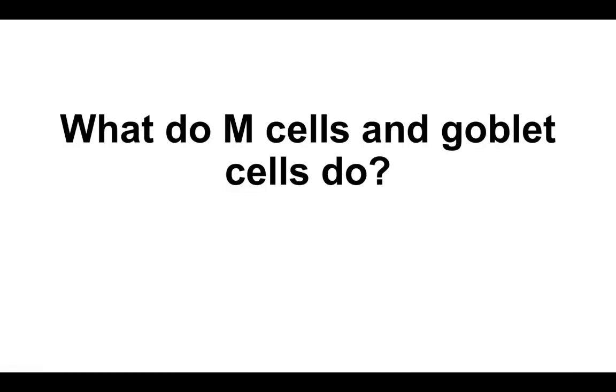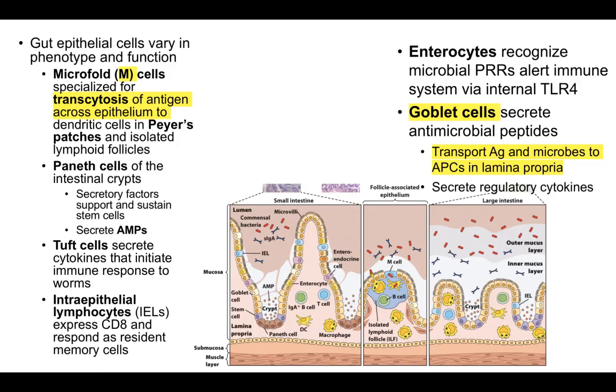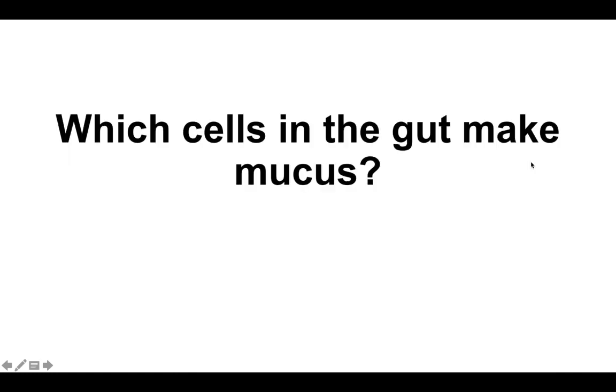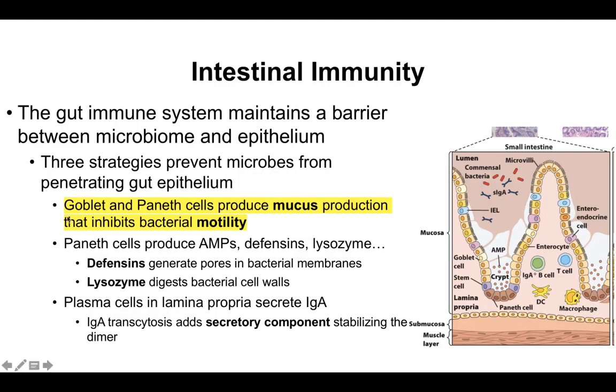What do M cells and goblet cells do? M cells are important for the movement of antigen across the epithelium, and so are goblet cells. They can also transport antigens into the lamina propria. Which cells in the gut make mucus? It's made by goblet and Paneth cells.